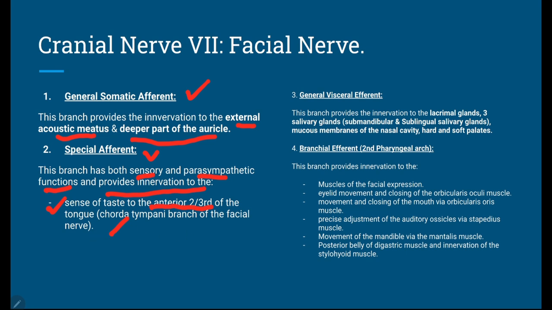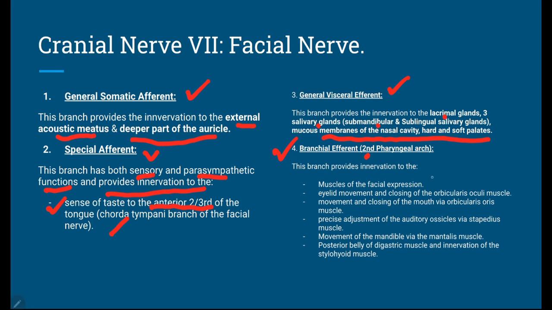Number 3, general visceral efferent. This branch provides the innervation to the lacrimal glands, 2 salivary glands, submandibular and sublingual, and then we have the mucous membrane of the nasal cavity, hard and soft palates. The final one is the branchial branch, which is of course the second pharyngeal arch, the muscles of the second pharyngeal arch during embryonic development. That's what it provides innervation to.